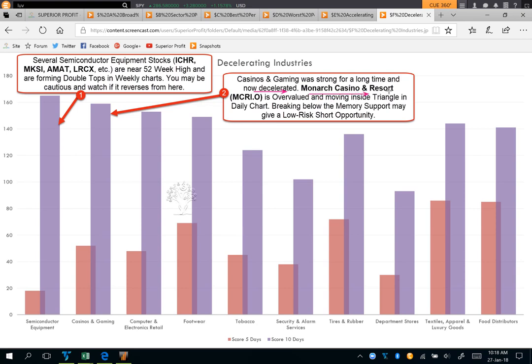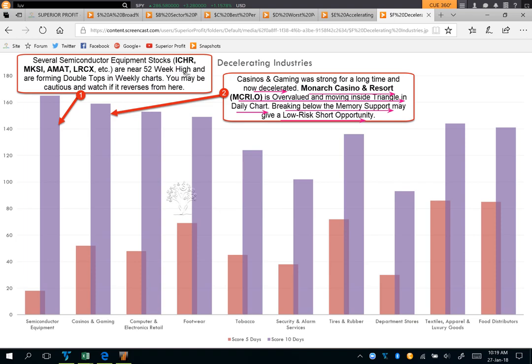I found this stock, Monarch Casino and Resort, MCRI. This is overvalued fundamentally and moving inside very narrow range triangle in daily chart. Breaking below the memory support may give a very low risk and potentially very high profit short opportunity. Let's use QH to look at the semiconductor equipment industry and also casinos and gaming and look at some of these stocks also.